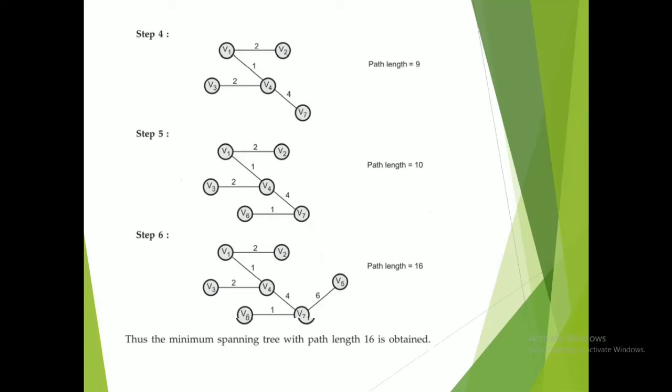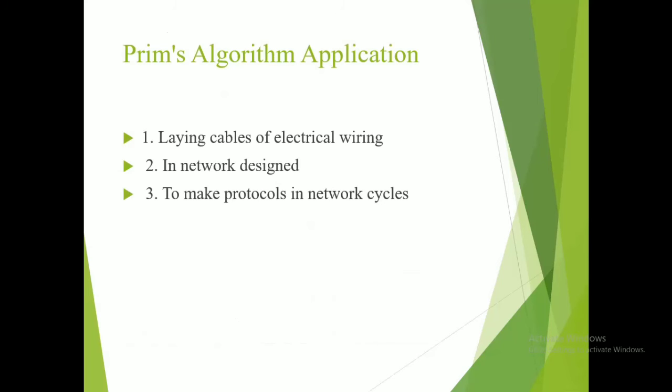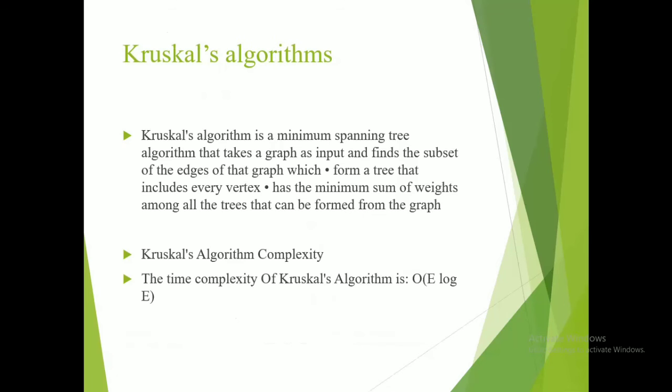And next, the final remaining node will be V5, V7 to V5, with a minimum cost of 6. The path length will be 16. So the minimum spanning tree has a path length of 16. Prim's algorithm applications: laying cable, electrical wiring, network design, and avoiding cycles in a network.